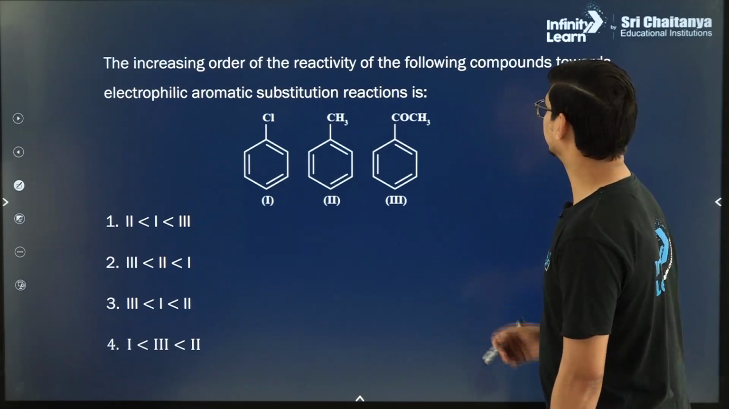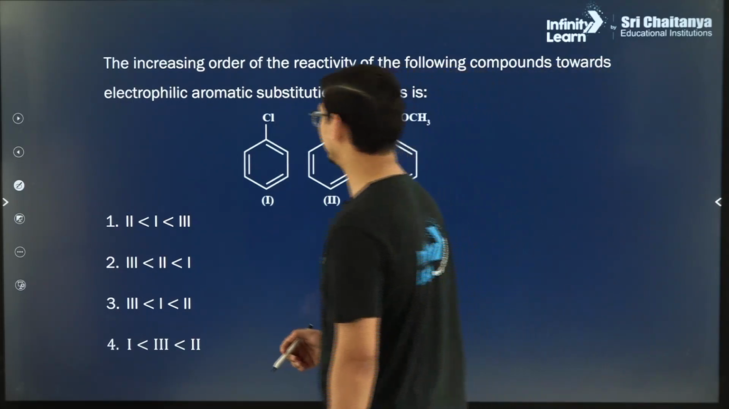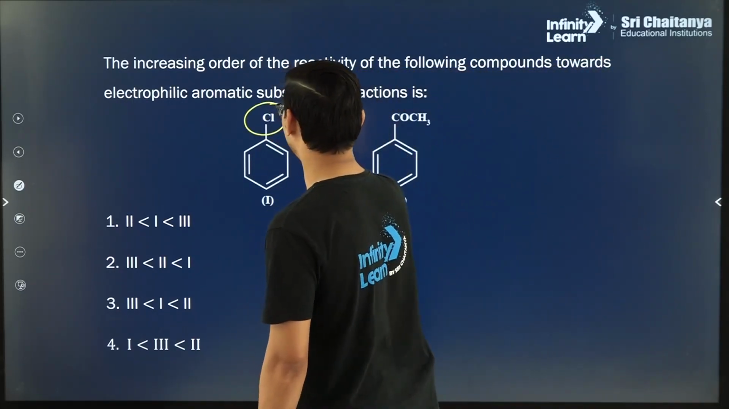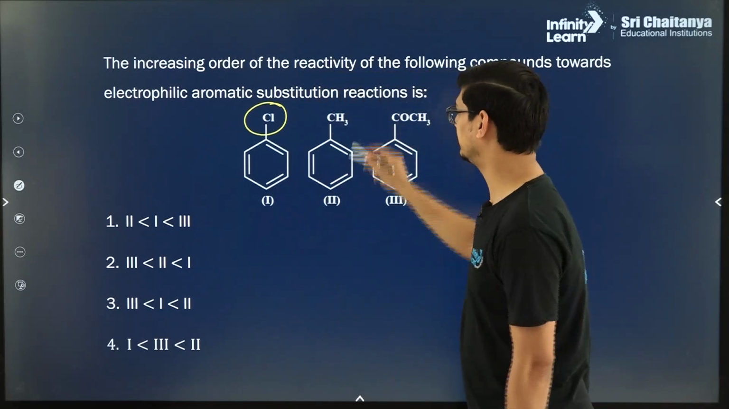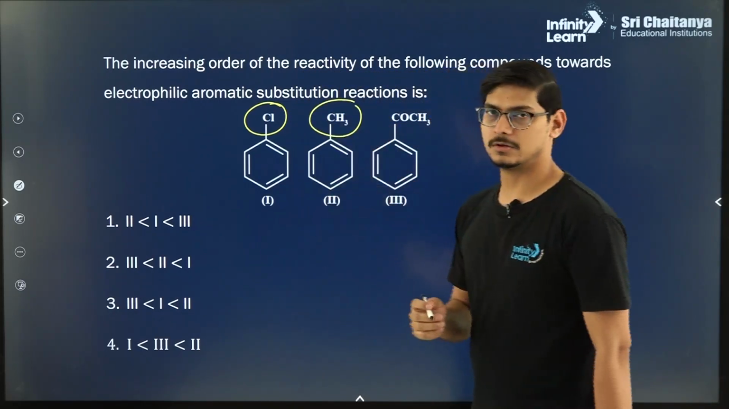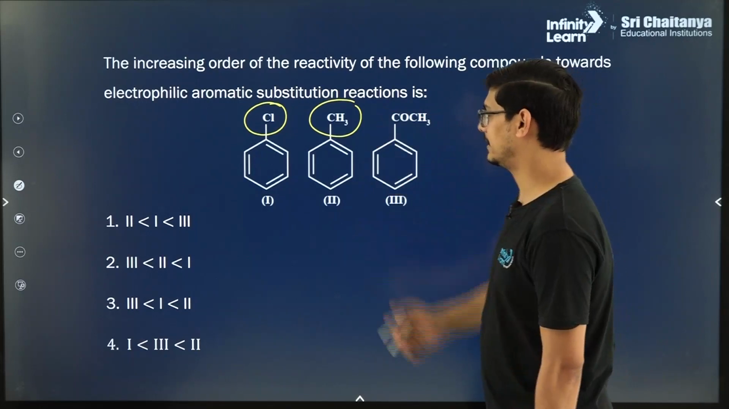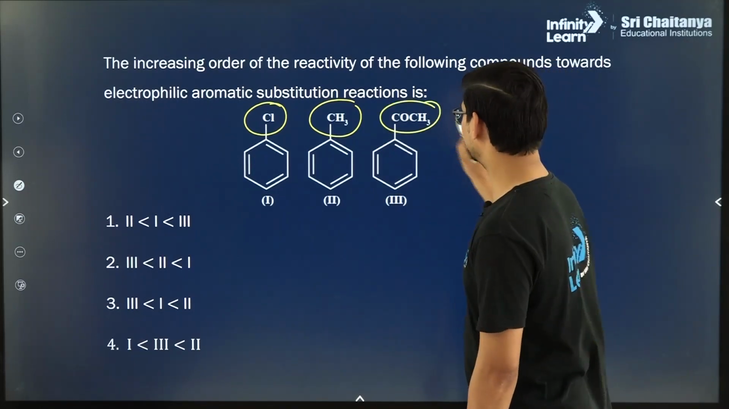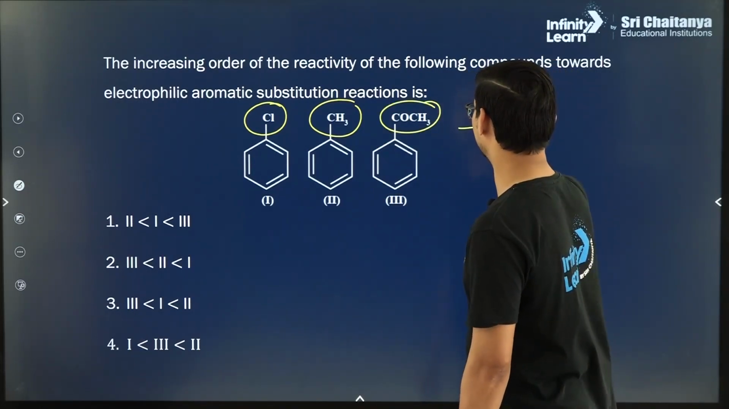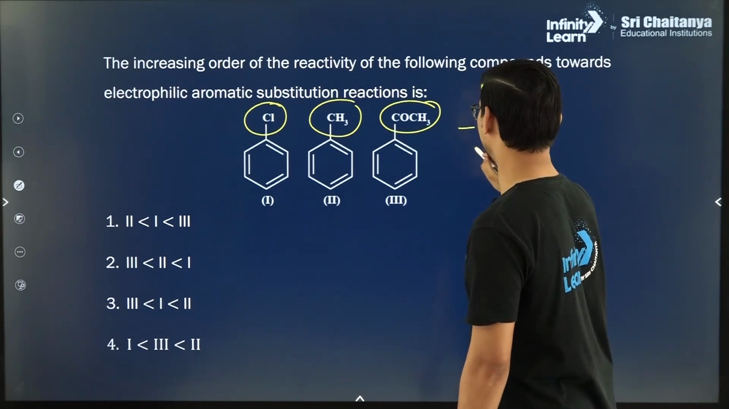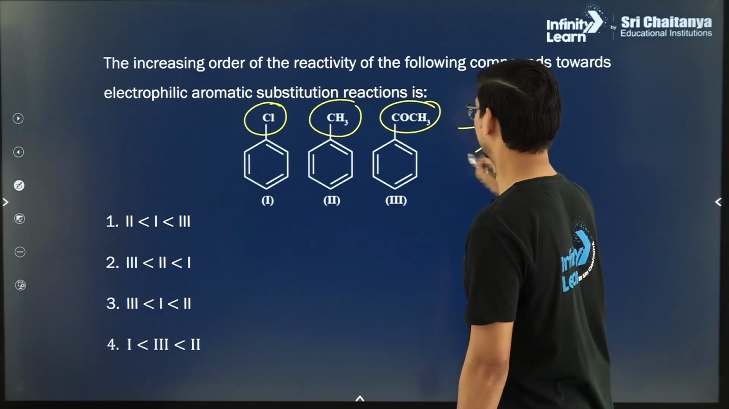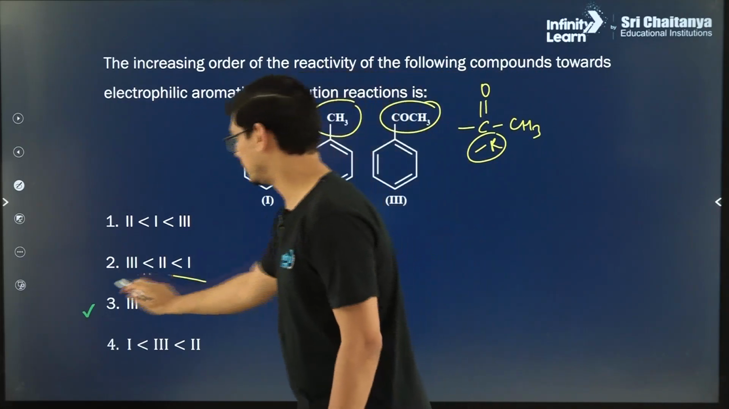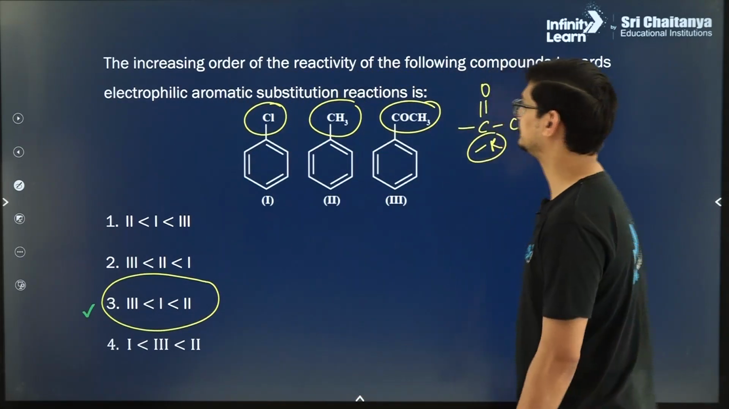Now the increasing order of reactivity towards electrophilic aromatic substitution. Chlorine, because of the −I effect, is slightly deactivating. Methyl is not a very powerful activator, but still it is an activating group. And COCH3 is a moderately powerful deactivator because of the −R effect, right? So second will be most reactive, followed by first and then third.